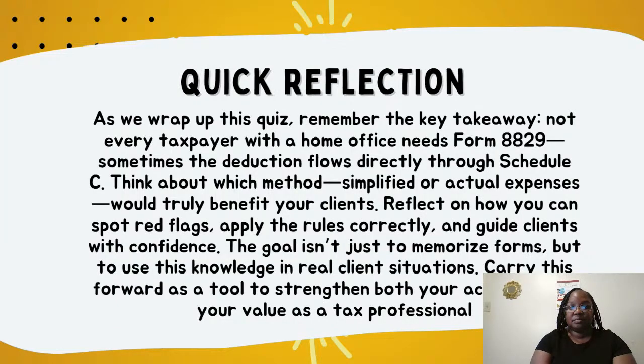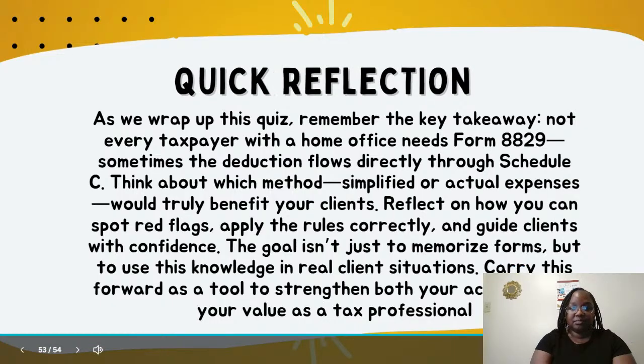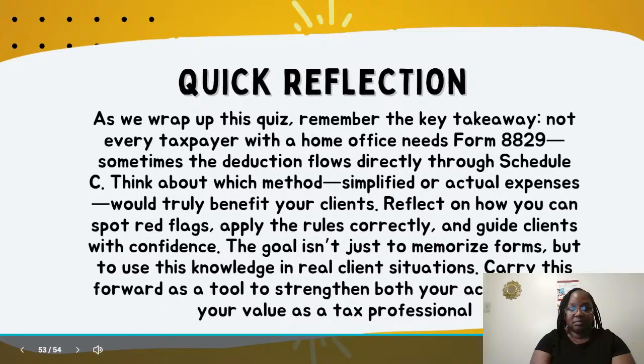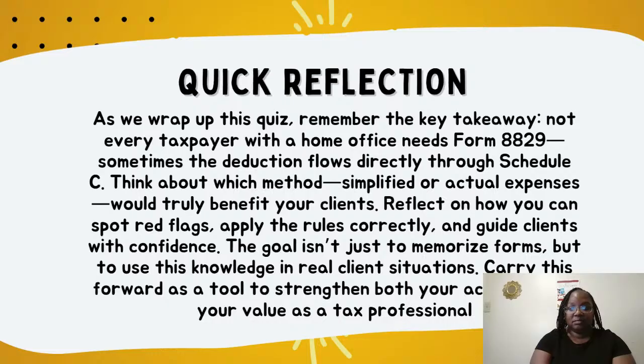As we wrap up this quiz, remember the key takeaway. Not every taxpayer with a home office needs Form 8829. Sometimes the deduction flows directly through Schedule C. Think about which method, simplified or actual expenses, would truly benefit your clients. Reflect on how you can spot red flags, apply the rules correctly, and guide clients with confidence. The goal isn't just to memorize forms, but to use this knowledge in real client situations.